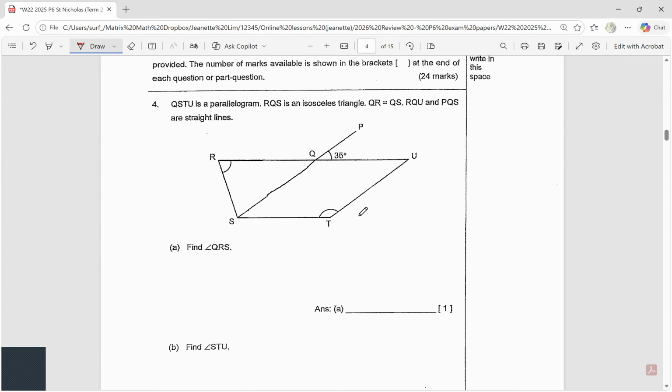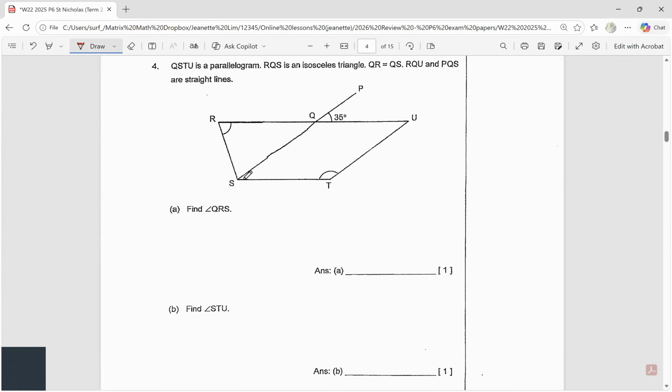Question 4. QSTU is a parallelogram. RQS is an isosceles triangle where QR equals to QS, which means this is the same. RQU and PQS are straight lines. So you have vertically opposite angles here. First one, we need to find QRS.